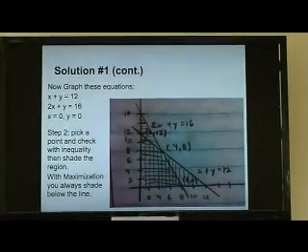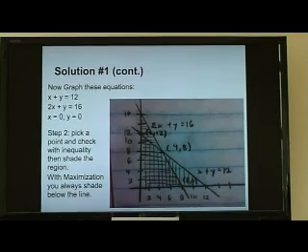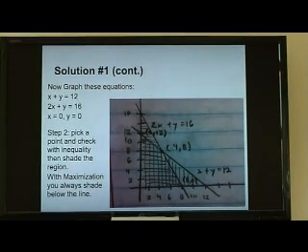Solution number 1. Let's graph the equations. x plus y equals 12. 2x plus y equals 16. x equals 0, y equals 0. Pick a point and check with the inequality, then shade the region. With maximization, you always shade below the line.